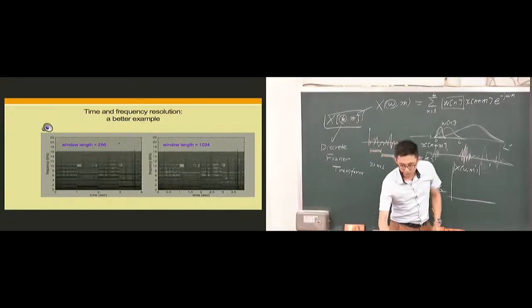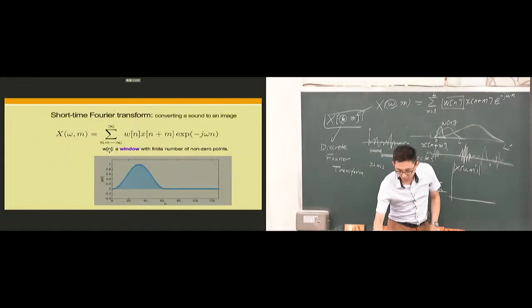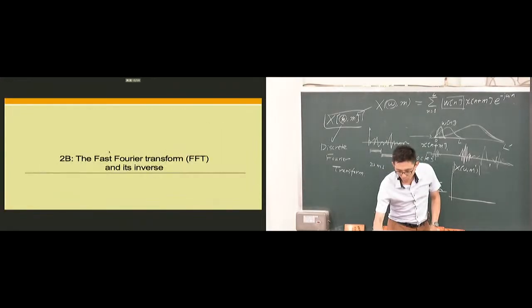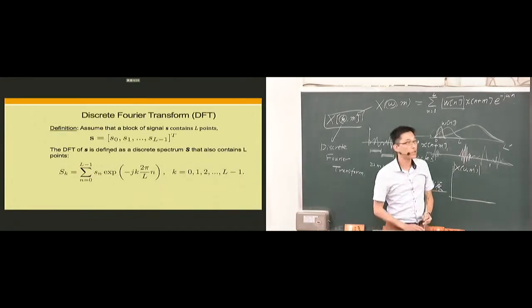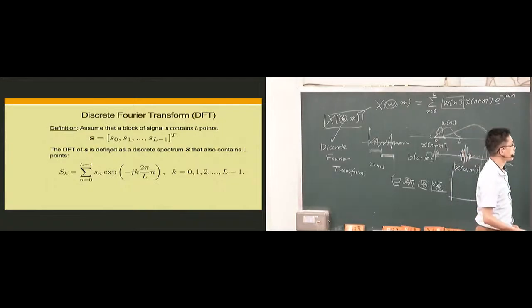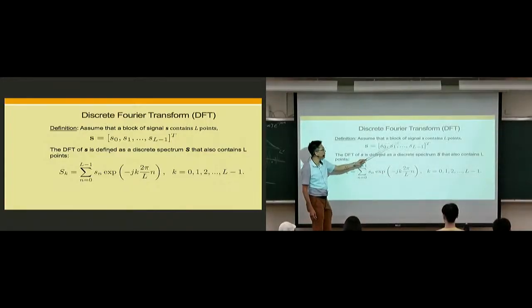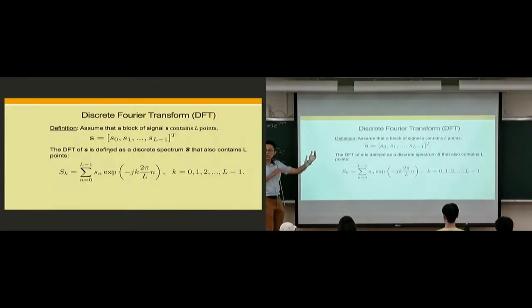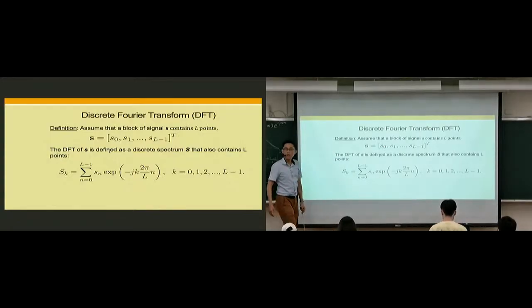And the correct version to use is called the discrete Fourier transform, or DFT. So let me go back and tell you what DFT is. Here we have a definition. We begin with the assumption that we have a block of signal which contains L points, still in time. So time goes from 0 to L minus 1, a total of L samples.